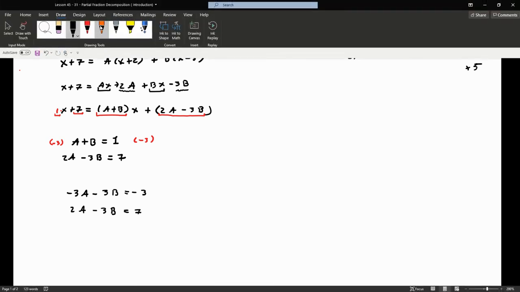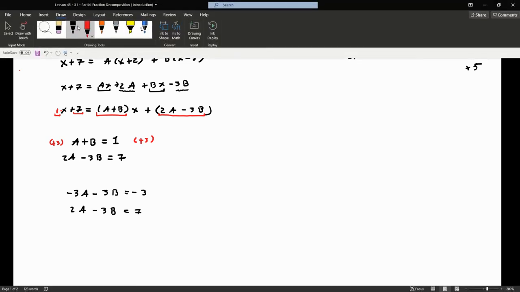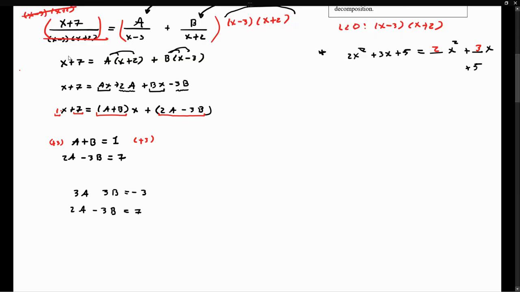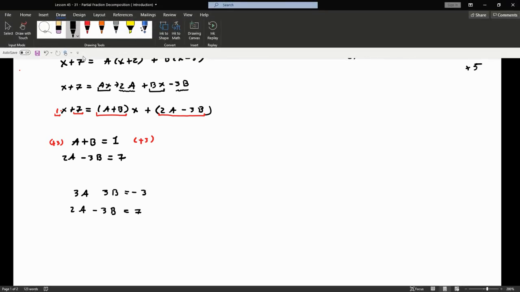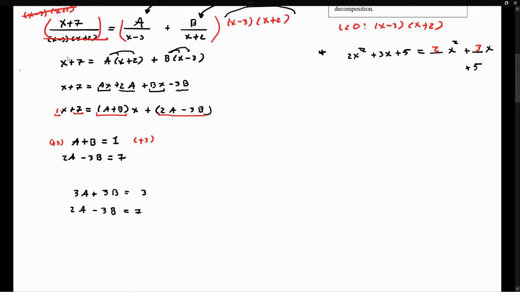Just notice that I should have multiplied by +3. Sorry, so let's multiply by +3. So therefore, this is +3. This is +3b. And now this is just +3.